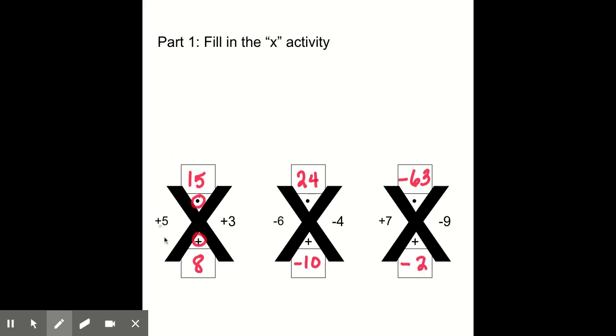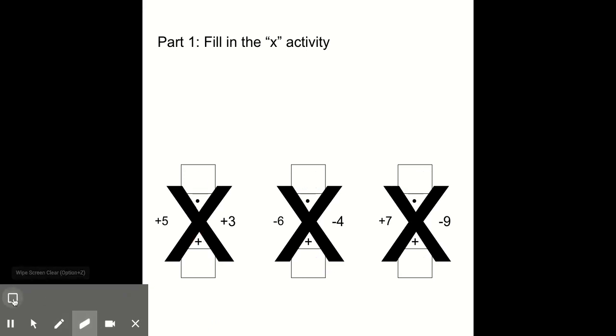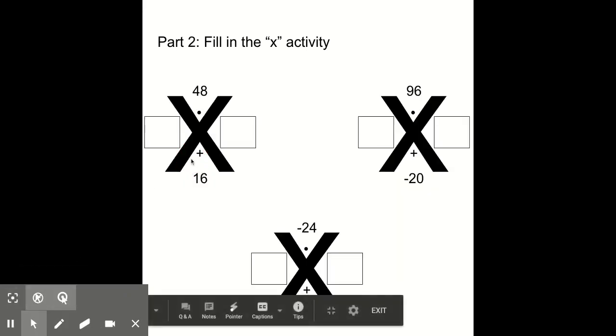So part one of this activity is pretty straightforward. You're multiplying your two digits to get the top number, and you're adding the two digits to get the bottom number. So let's take a look at the second part of your activity.